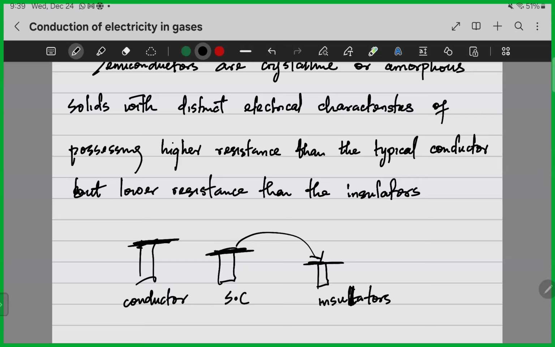It allows electricity to flow through freely. But a semiconductor has some resistance that is higher than the resistance of conductors, but lower resistance than insulators. When you compare them with conductors, they have higher resistance. That is, they don't allow electricity to pass through like conductors. So that's the idea.